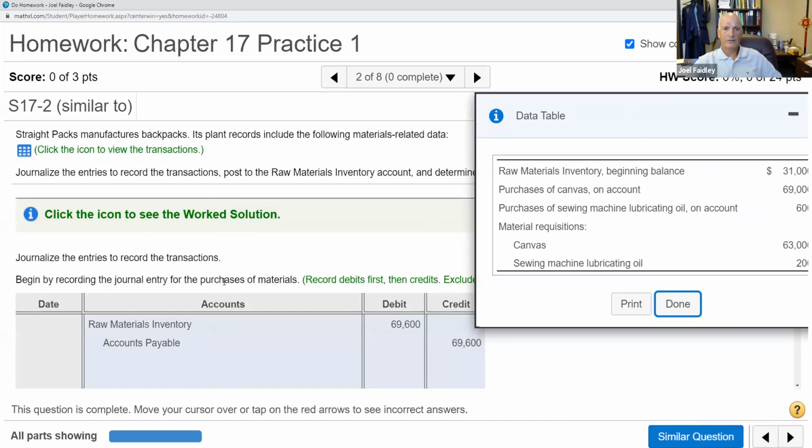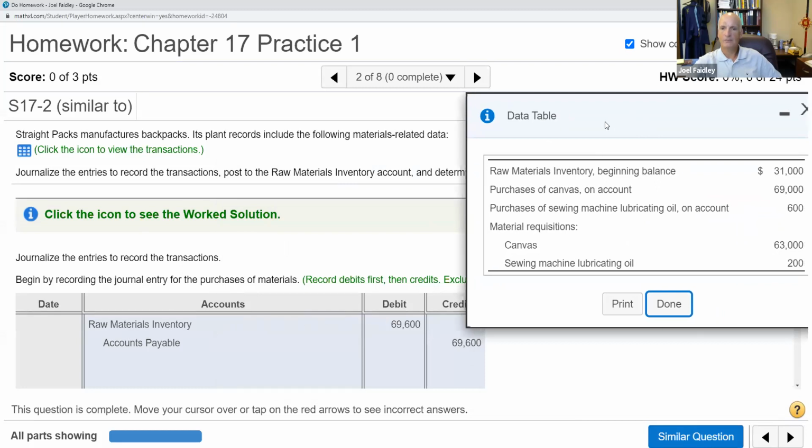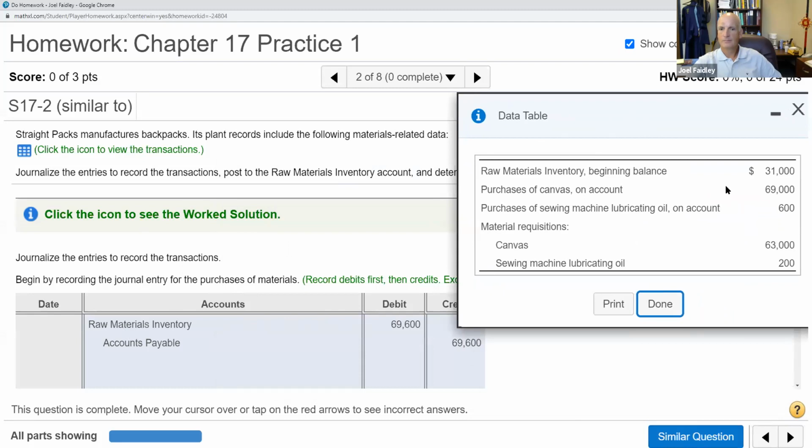Begin by recording the journal entry for the purchases of materials. So again, this kind of a 2010 question, raw materials inventory, debit for $69,600. There's my $69,000 purchase of canvas, and it's lubricating oil on account. They're putting that in raw material inventory, but in essence, it's not going to be traceable. We'll see that here in just a minute.